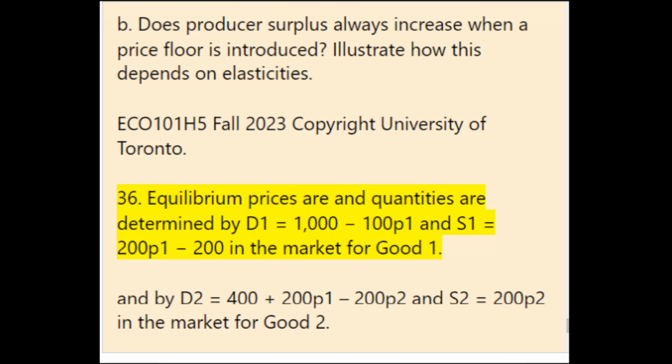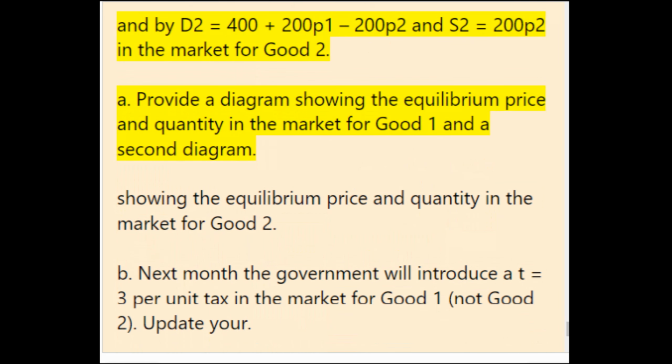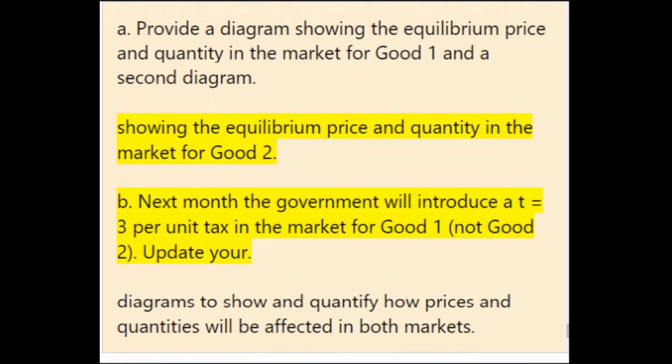36. Equilibrium prices and quantities are determined by D1 equals 1100 minus P1 and S1 equals 200 P1 minus 200 in the market for good 1, and by D2 equals 400 plus 200 P1 minus 200 P2 and S2 equals 200 P2 in the market for good 2. A. Provide a diagram showing the equilibrium price and quantity in the market for good 1 and a second diagram showing the equilibrium price and quantity in the market for good 2.